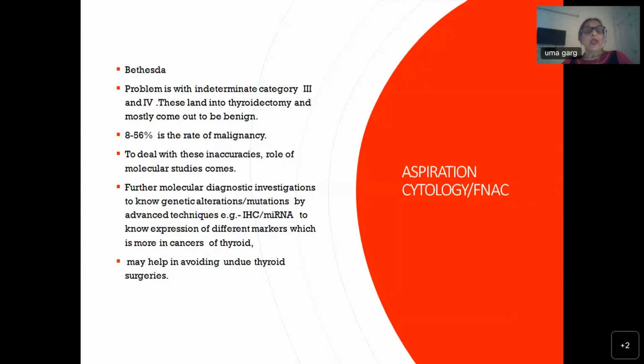So what to do? For this, molecular studies are done, which can tell us about the mutations, the genetic alterations, which are shown to be responsible for causing malignant changes, and the treatment can be accordingly. If we can do biological molecular studies and know the genes which are responsible, this may help in avoiding undue surgeries, and may help in having a targeted therapy for these patients.